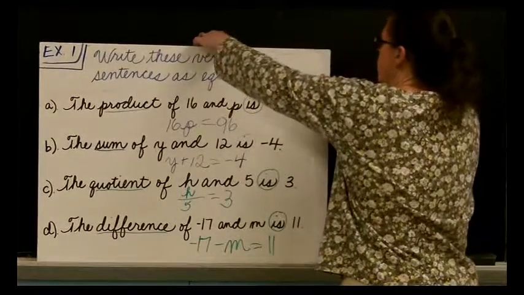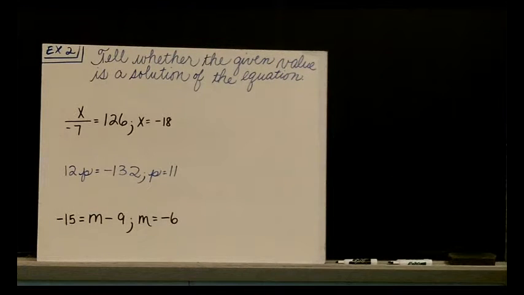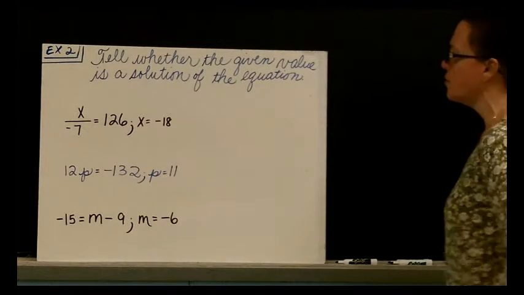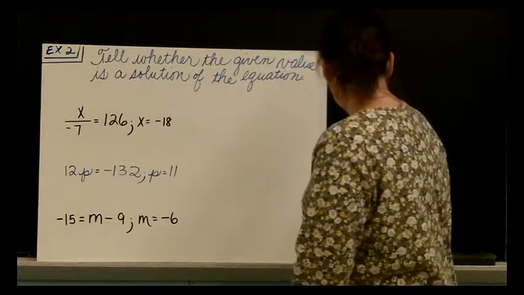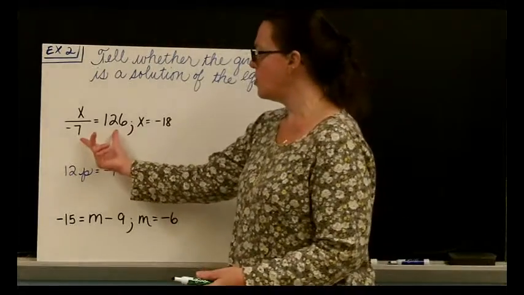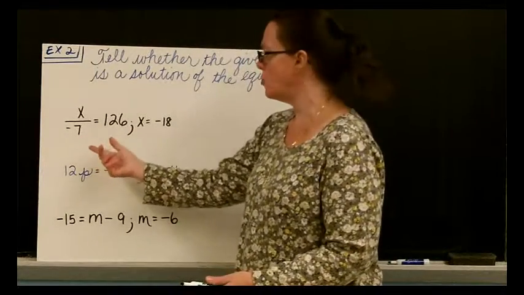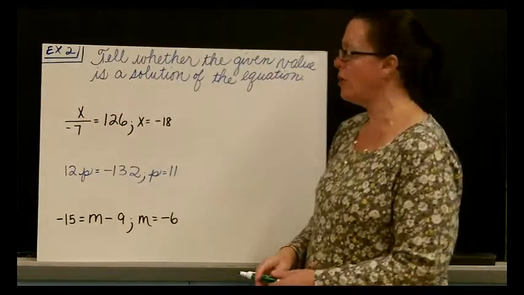Time for our second example. Let's take a look at these directions. Tell whether the given value is a solution of the equation. So what we have to do here is take the equation that we're given and substitute the number that they give us for the variable in the equation.